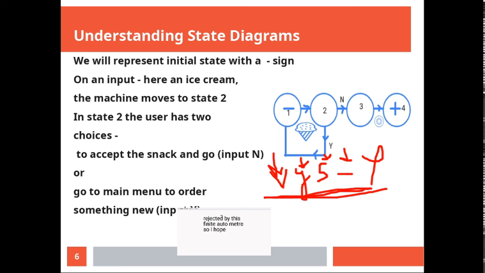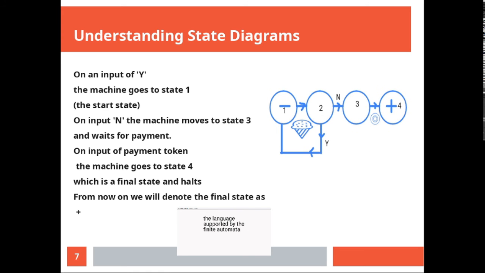So I hope we are clear about this. Any string in a finite automata, when the string is finished and you land up in your final state, we say that the string is accepted by the finite automata and is a word in the language accepted by the finite automata. So this is what we have explained so far. Minus is your initial state, there are some intermediary states, and plus is your final or halt state.